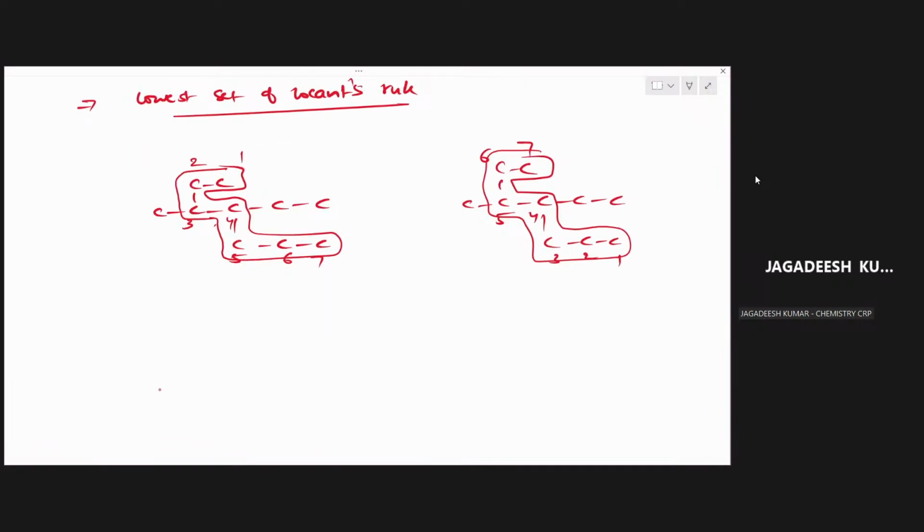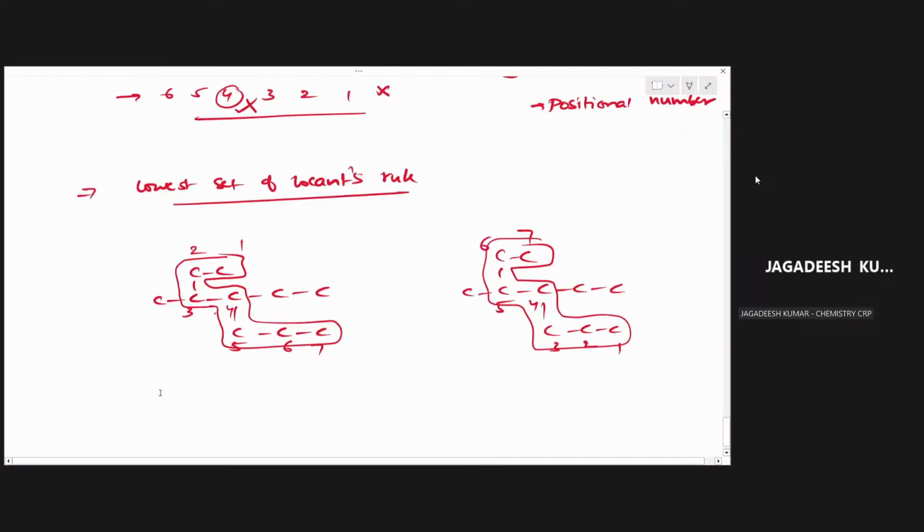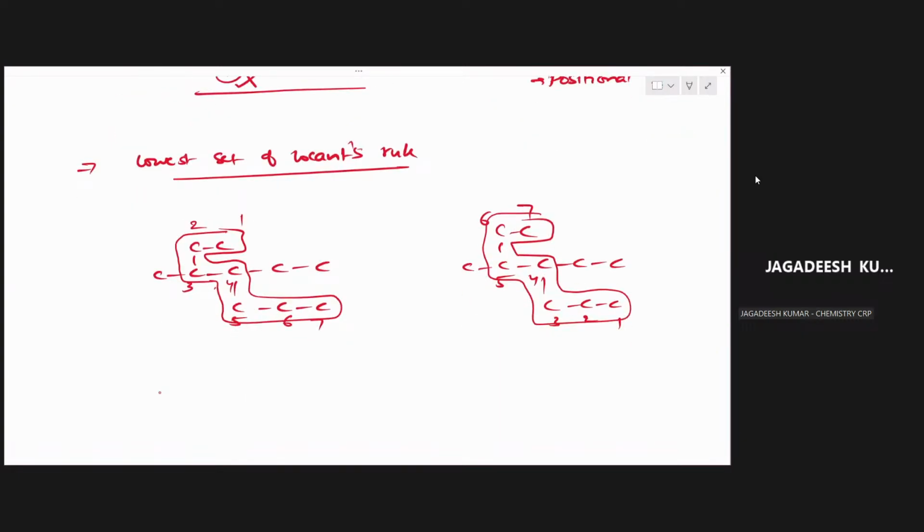But here we have to see the lowest set. Lowest set means, first of all, locants. So this is a side chain, this is another side chain, this is a side chain, and this is another side chain. This side chain is connected with the third carbon, so 3. This side chain is connected with the fourth carbon, so 4. Here see the locants: 4, 5, because this side chain is connected with 4 and this side chain is connected with 5. So here 3, 4, 4, 5. Which one is the lowest set? Lowest set means you can add these; they have 7.